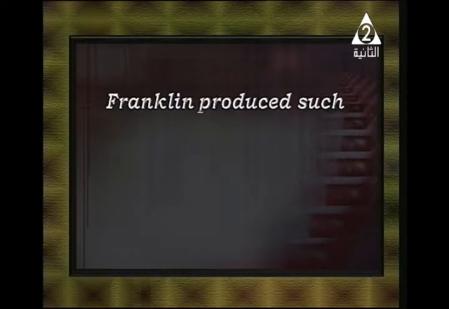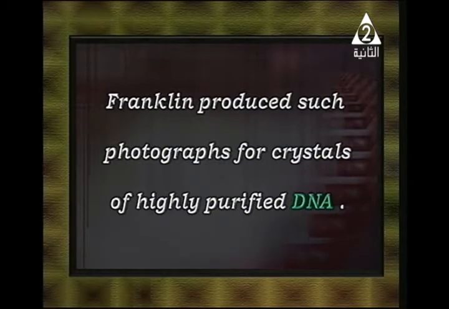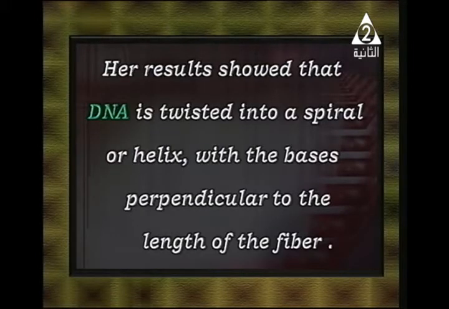In 1952, Franklin produced such photographs for crystals of highly purified DNA. After hundreds of trial and error experiments, Franklin got a purified and clear picture of the structure of DNA. Her results showed that DNA is twisted into a spiral or double helix with the bases perpendicular to the length of the fiber, the length of the backbone. So before the experiment of Franklin, most of the scientists did not have much imagination about the structure or the helix of DNA.